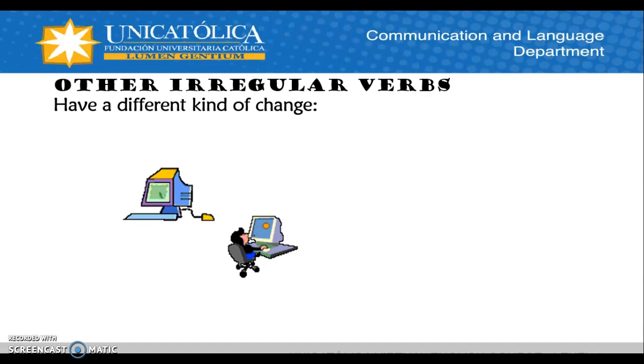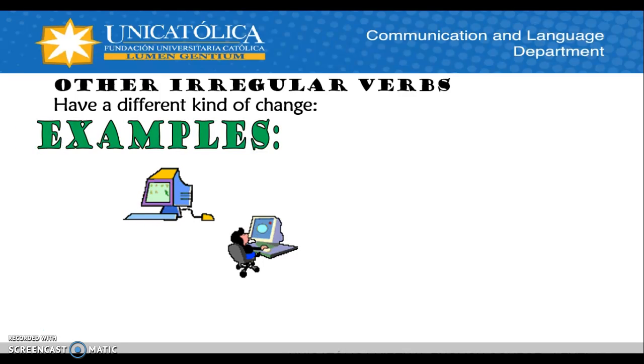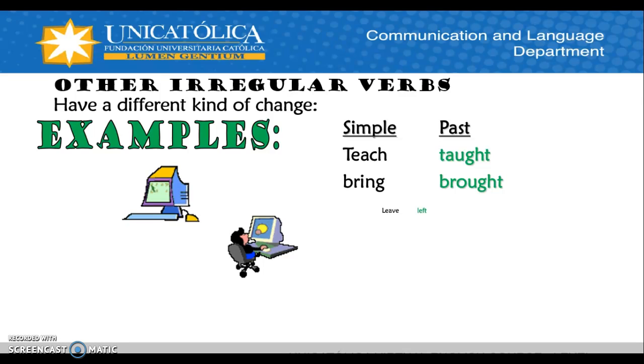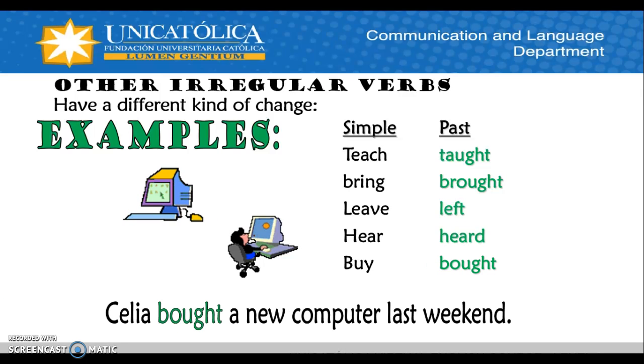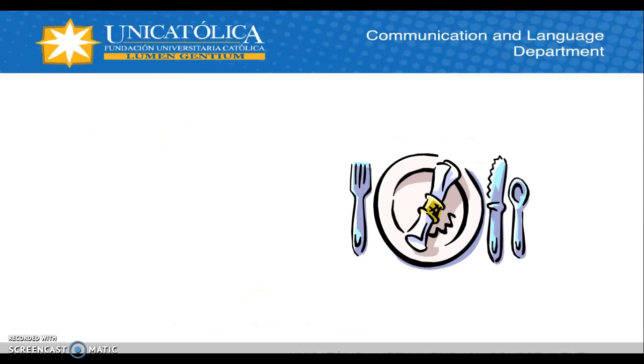Other irregular verbs have different kinds of change. Examples: simple and past. Teach, taught. Bring, brought. Leave, left. Hear, heard. Buy, bought. So, look, Celia bought a new computer last weekend. A computer, okay? Last weekend. Now look at the picture again.